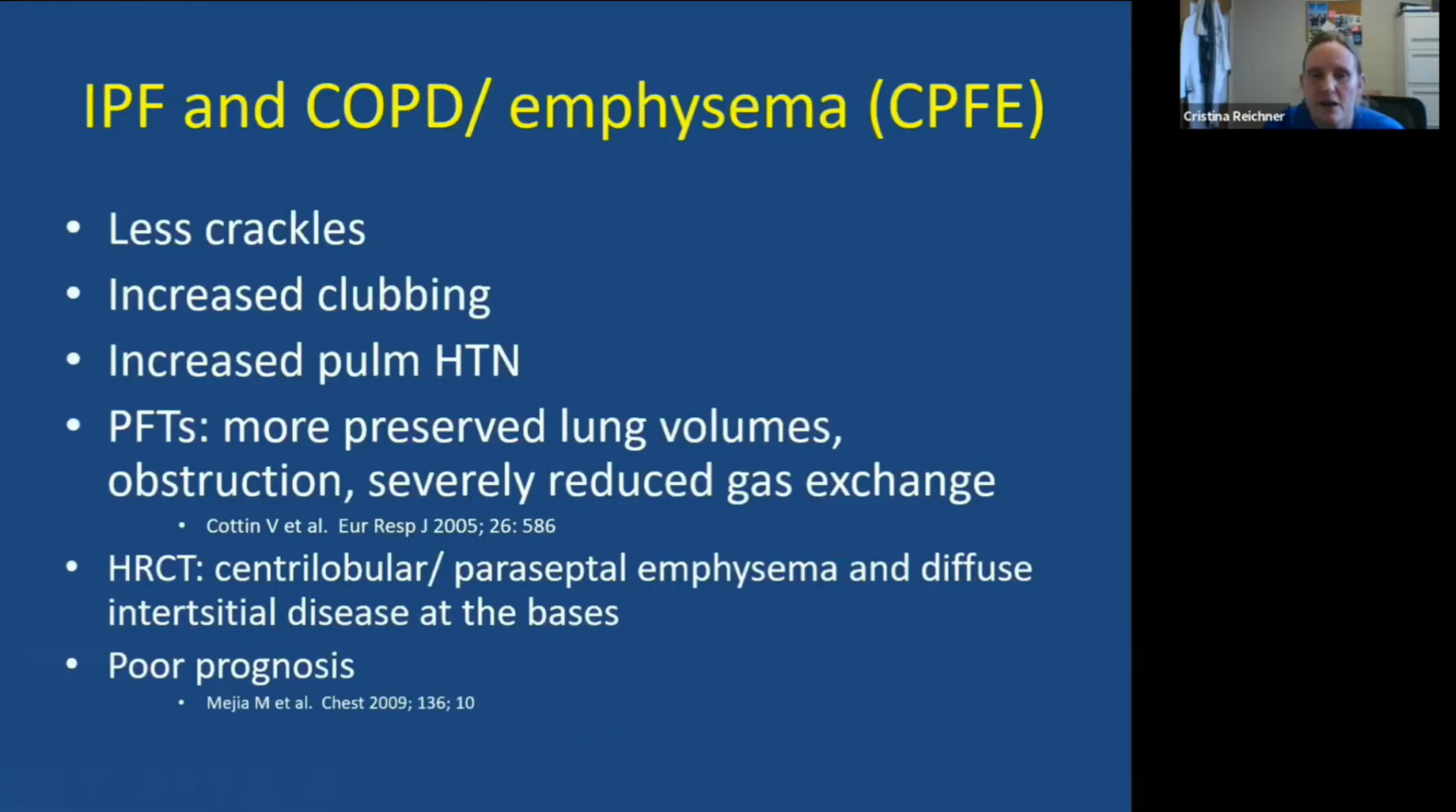There's an entity called combined pulmonary fibrosis and emphysema that I'll just mention. So it is what it is: upper lobe emphysema and then lower lobe pulmonary fibrosis. They tend to have a worse prognosis, mostly because they have more pulmonary hypertension. And these can be tricky because on PFTs, if you think about it, their lung volumes are going to be preserved because they tend to air trap because of the emphysema. So whatever the pulmonary fibrosis is reducing your lung volumes, the emphysema is going to increase.